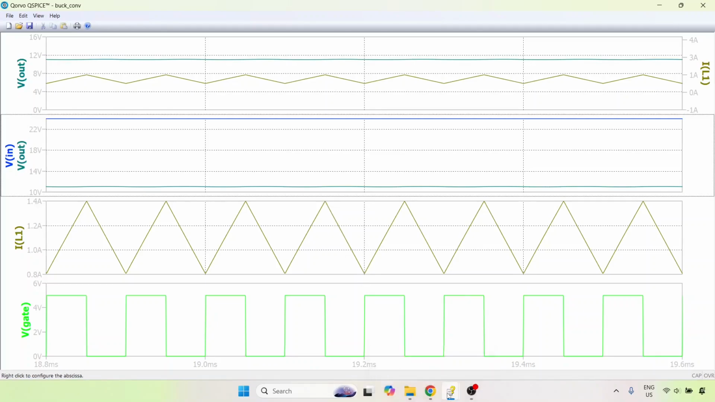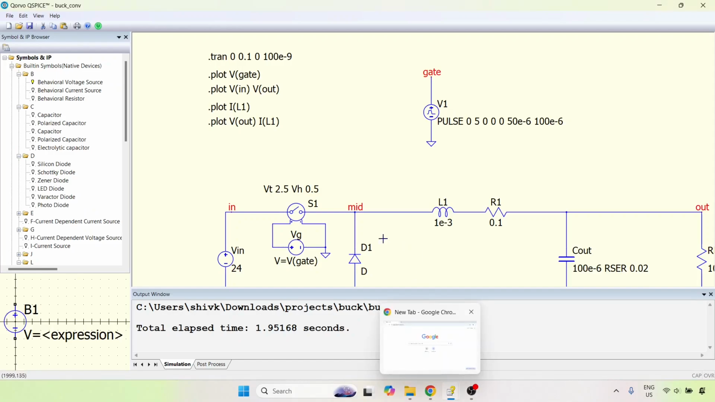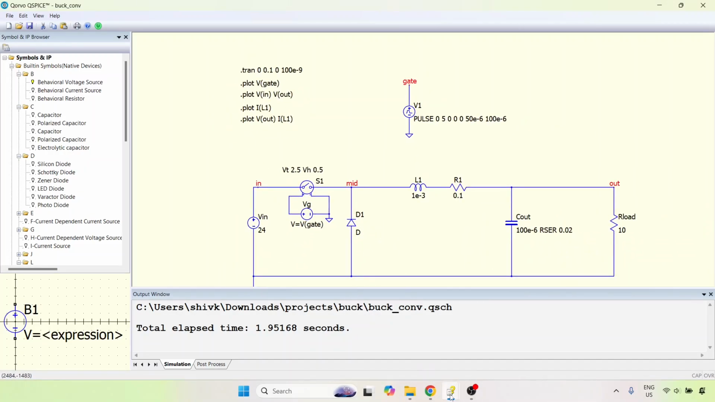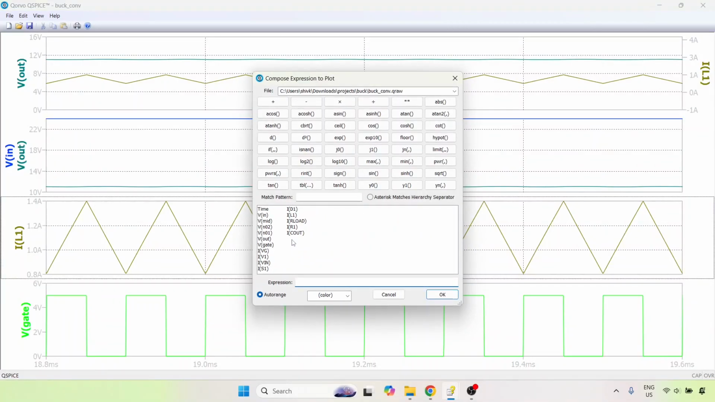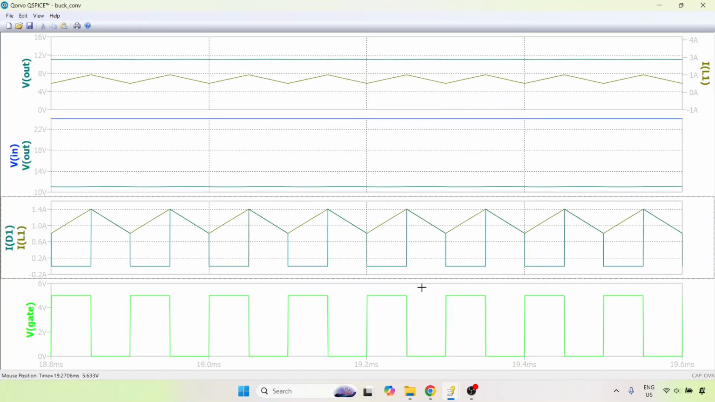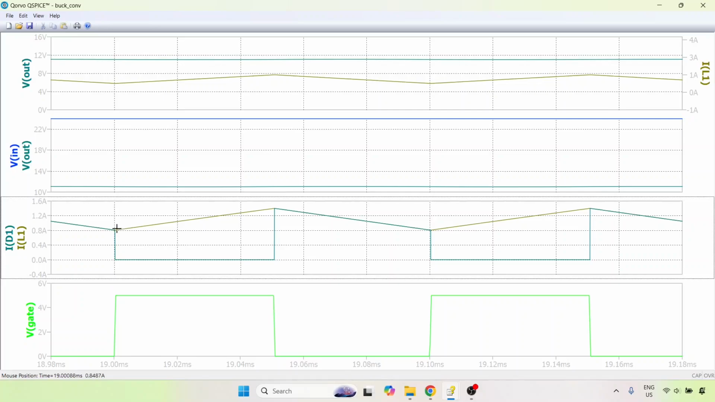Now at this point of time, we can actually go and add the other one as well. Let's say, for example, I have ID1. Let me add ID1 as well to this. If I say add plot and I click on ID1, now the diode current is also added to it. So you see here that when the inductor current is increasing, the diode current is at 0. I'll just zoom into one particular cycle. When this inductor current is rising, when the switch is turned on, at that time the diode current is 0. And when the switch is turned off, it stops conducting, that's when the diode current takes over.